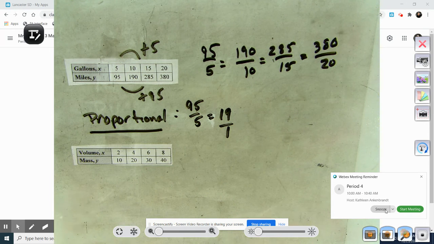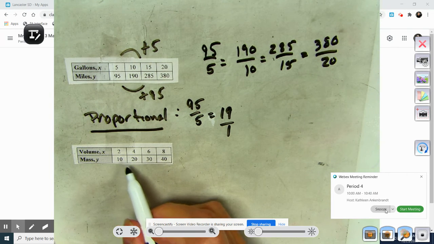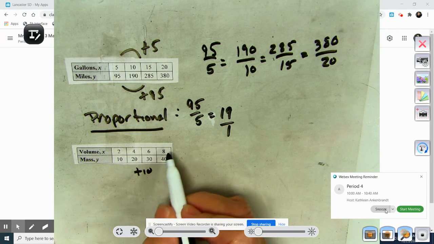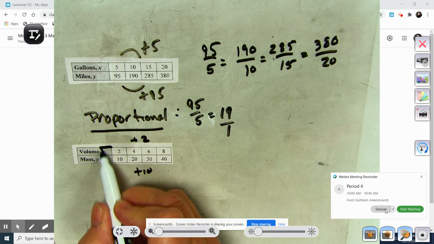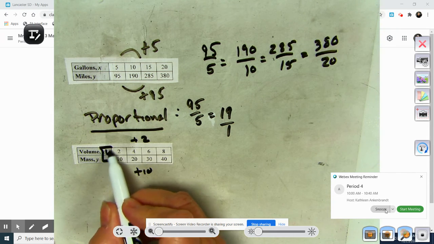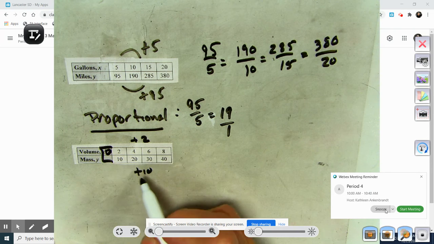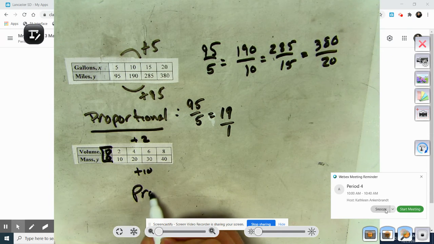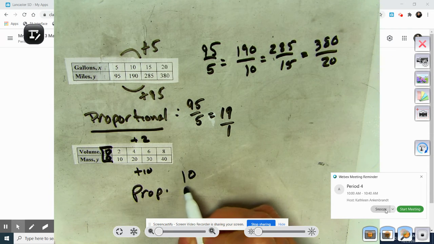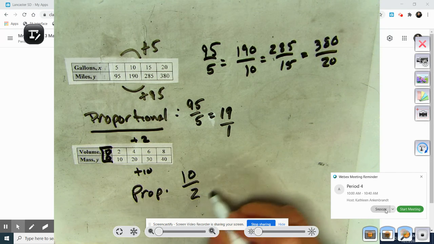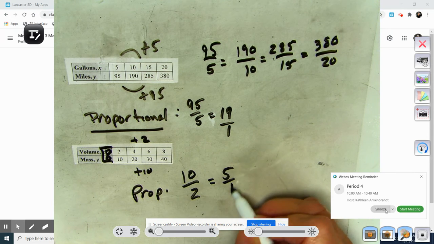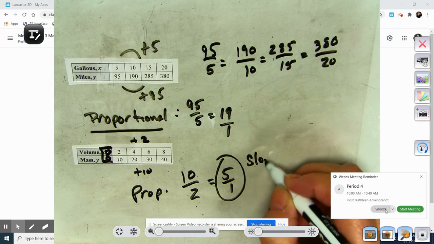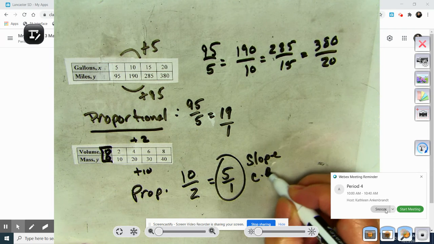You can choose. Okay, let's see. If we did this, 10, 20, 30, 40, it's going up plus 10. 2, 4, 6, 8, that's going up plus 2. We went down. 2 minus 2 would be 0, so that would be there. 10 minus 10 would be 0. This goes through 0, 0. This is also proportional. And then you would take the y's over x's, so 10 divided by 2. This would be 5 over 1. This would be your C. This is your slope. This is your constant rate of change.